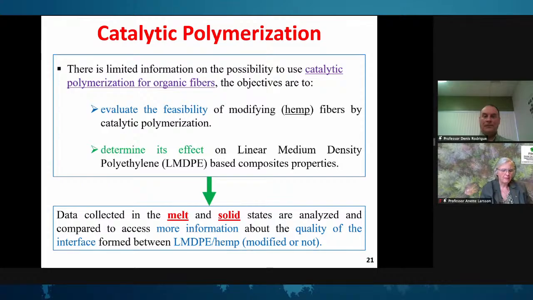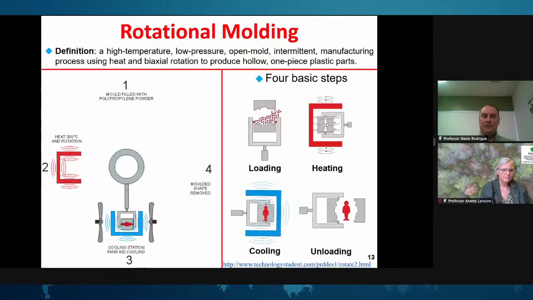Hi. Thank you very much for that talk. It was really interesting. I have a question mainly related to the processing technique that you showed in the beginning with the rotational molding. I guess the main limiting factor for the selection of materials is the melt viscosity of the polymer. Yes.